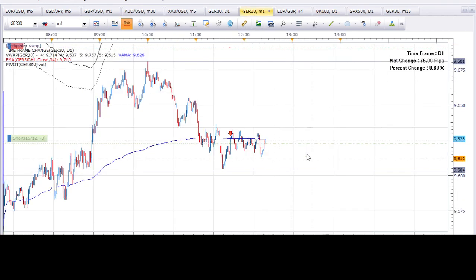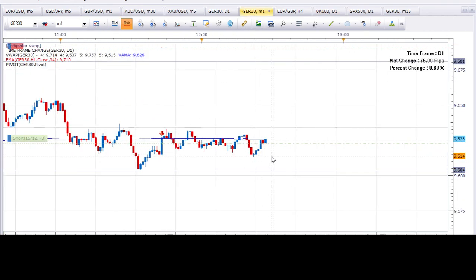So for the DAX, although it's swinging around in a bit of a range at the moment, between 96.35 and 96, I'm still bearish for today. I'm waiting for a breakout to the downside, although I have already traded it based on a signal that I received earlier.